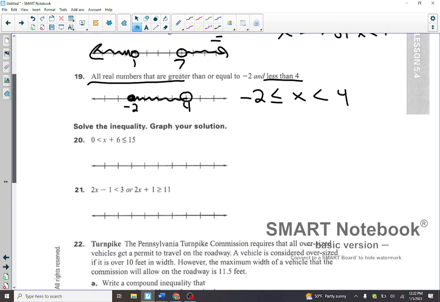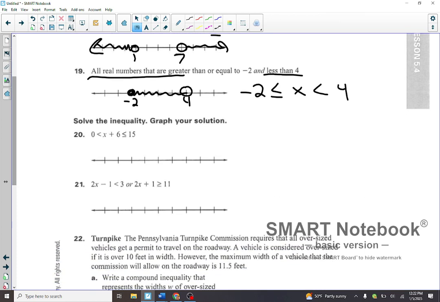Number 20. When you have this and statement, please, I beg you, don't make this mistake. When you do this, you're going to write it as two separate equations. 0 is less than x plus 6, and x plus 6 is less than or equal to 15. Do not leave anything in the middle behind. Because some people just split it like this, and they just draw 0 less than x. So don't do that part. Then you do each problem separately.